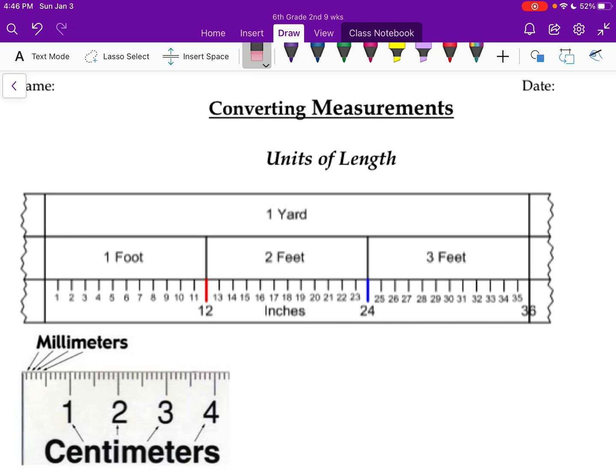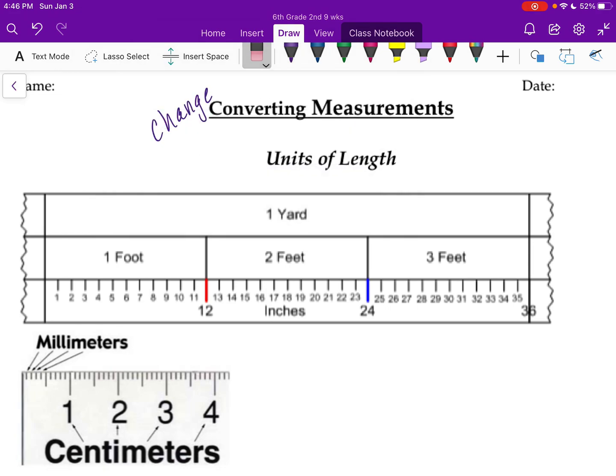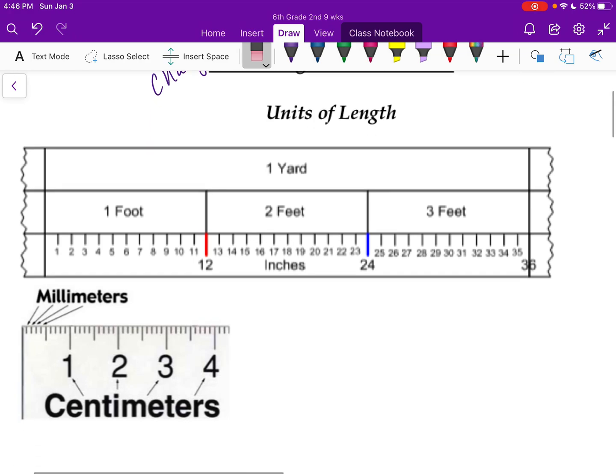Converting is just another way of saying change. So we're going to be changing measurements to different measurements. There's three different kinds of measurements: units of length, units of weight, and units of capacity or volume. We're not going to look at every single one of them, just some examples of each, okay?